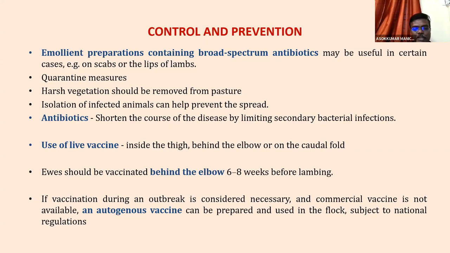If vaccination during an outbreak is considered necessary and a commercial vaccine is not available, suppose there is no commercial vaccine available, as there are certain countries which may not have the provision for better vaccines, in such circumstances, in view of reducing the incidence of the disease, you can go for autogenous vaccines. Autogenous vaccine can be prepared and used in flocks subject to national regulations, but you have to get approval from the National Regulatory Authority if you want to go for mass vaccination, especially at flock level.